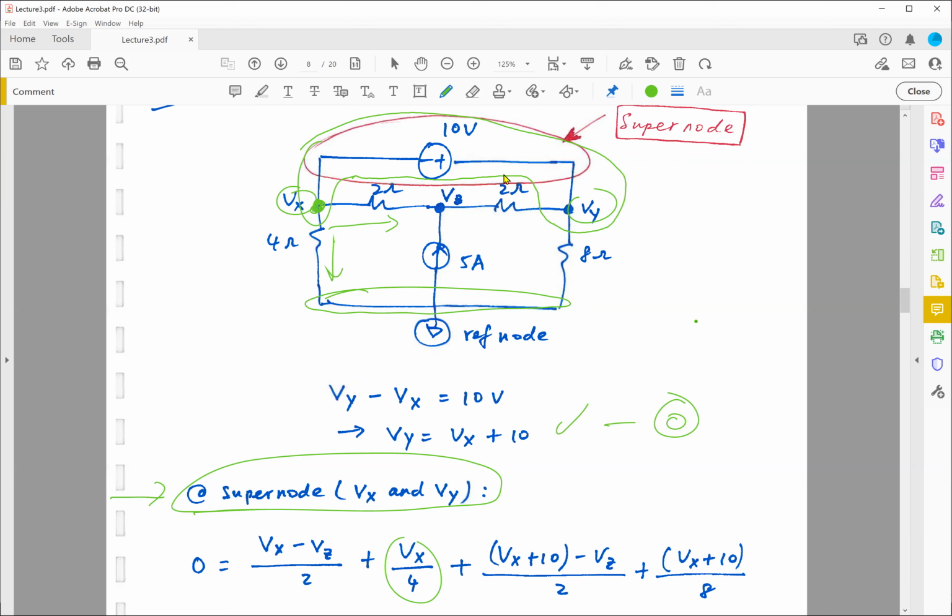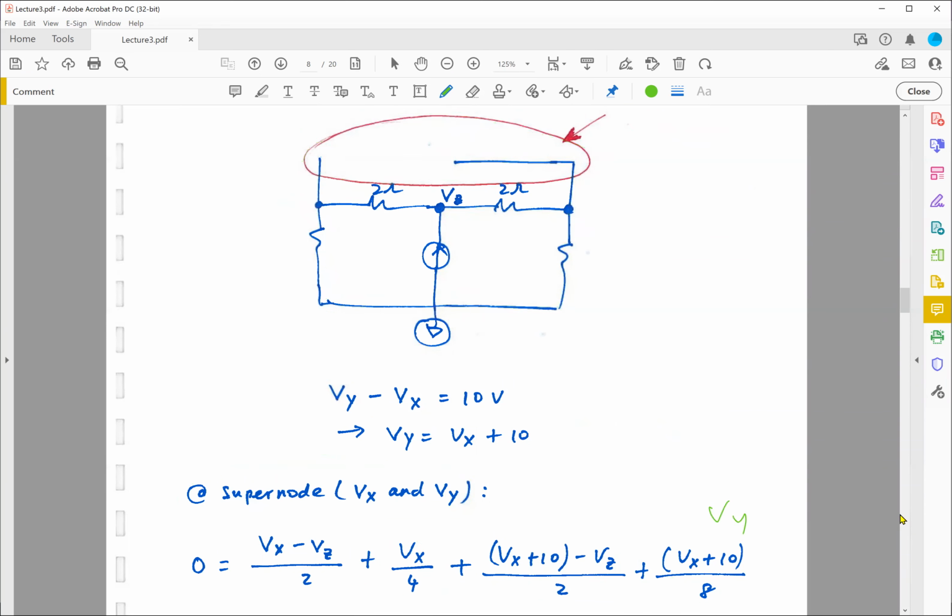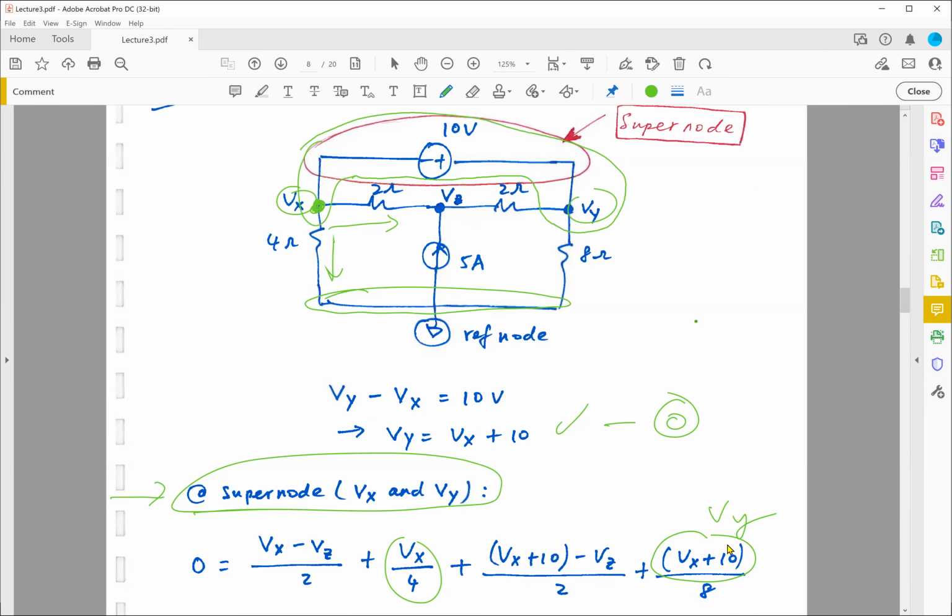Okay. So now I need to move on to the next node, which is the Vy node, right? So again, the supernode consists of both Vx and Vy. I'm done on the left. I'm going to move to the right. So Vy node, Vy minus 0 divided by 8. Okay, but what is Vy? Vy from earlier is equal to Vx plus 10. So that's why I plug this in here directly. So this is Vy divided by 8.